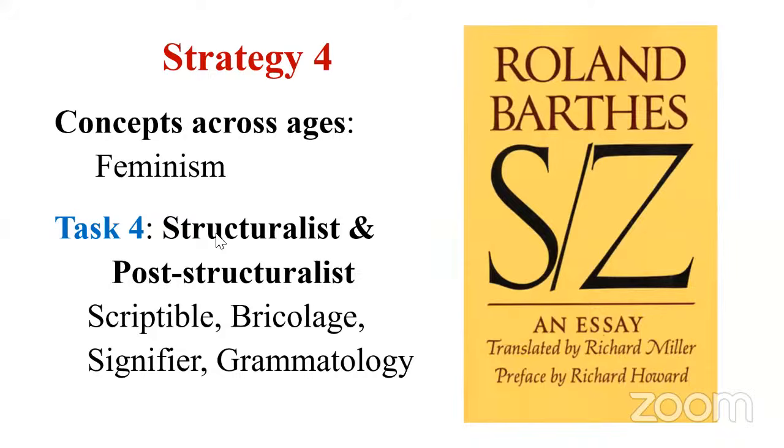At least you can note down who came up with what, or what's the meaning of the concept. In a similar way, I have given 4 concepts from structuralism and post-structuralism. Number 1, scriptible, then bricolage, then signifier, then the fourth one, grammatology. I want you to arrange these concepts chronologically. In the sense, find out, the term scriptible was coined by Roland Barthes, who came up with this concept called bricolage, or who came up with this concept called signifier, grammatology.